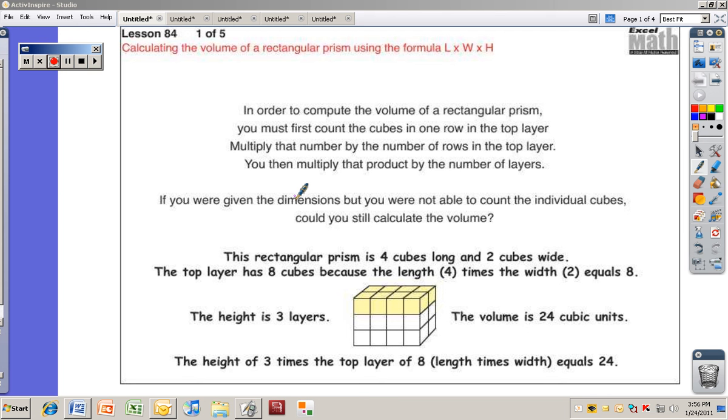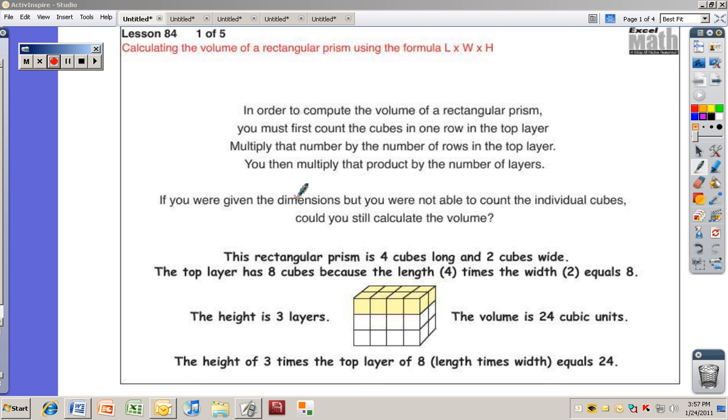In order to compute the volume of a rectangular prism, you must first count the cubes in one row in the top layer. Multiply that number by the number of rows in the top layer. Then you multiply that product by the number of layers. That kind of sounds complicated. We'll get into it and I'll show you how it's done.